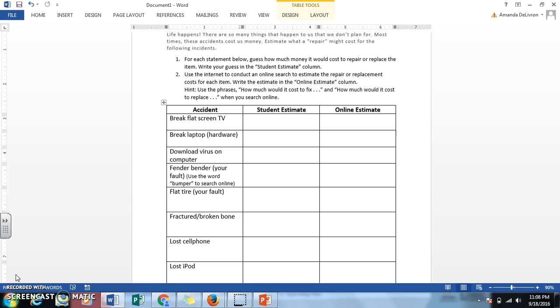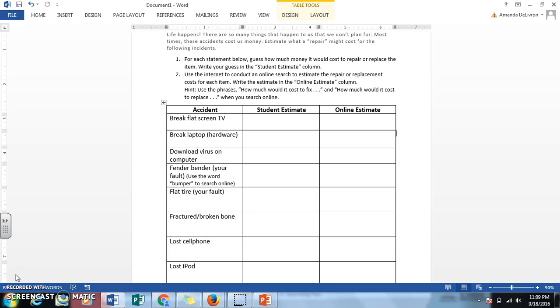So do you think that you right now would be able to cover the cost with the cash that you had on hand at the moment? Could you, with the money that you have, pay to repair or to replace these items? So many times these accidents happen, and if we're not prepared for them, then we have to make payments in some other places. Now, what do I mean by that? We have to make payments in other places.